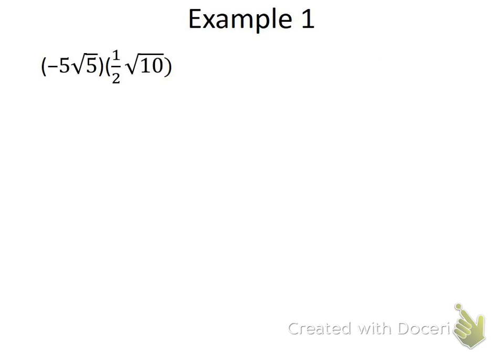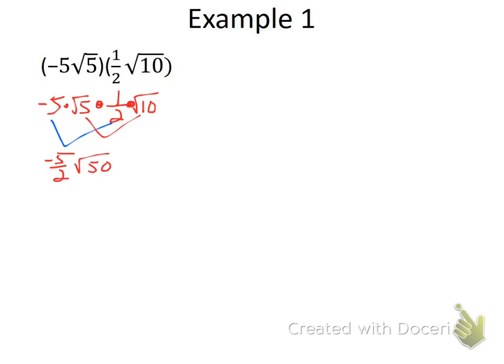Okay, here's the next example that we are going to do. Really the parentheses here are just to show multiplication. So I can rewrite this without parentheses if I want to. These are all times symbols. I don't want you to think those are minuses. And then as we learned in the last slide, I can multiply my coefficients, which would be negative 5 halves or negative 2.5. And then I could multiply my radicands, which would be the root of 50.